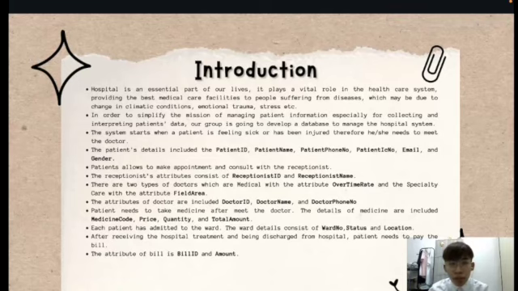Each patient has admitted to the ward. The ward details consist of ward number, status, and location. After receiving the hospital treatment and being discharged from hospital, patient needs to pay the bill. The attributes of bill are bill ID and total amount.